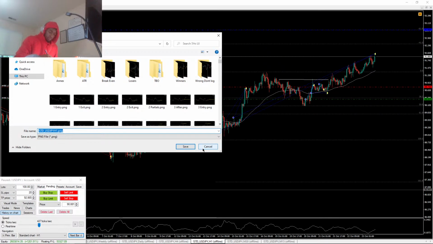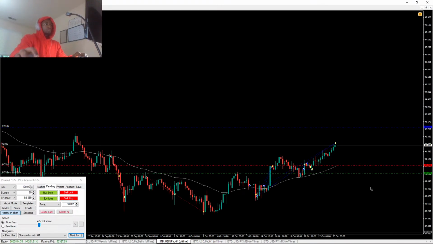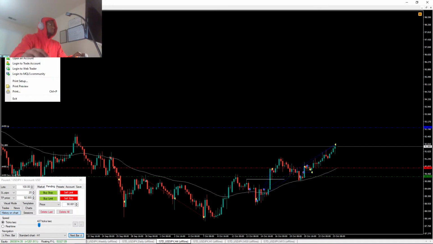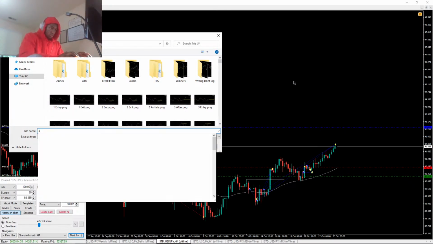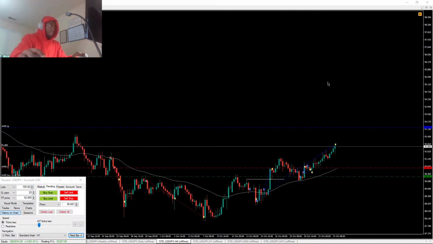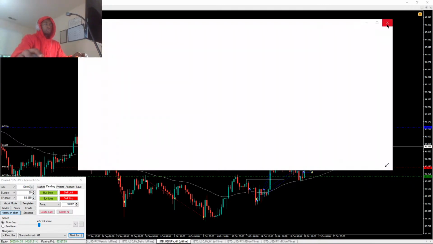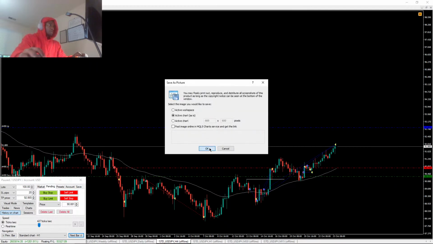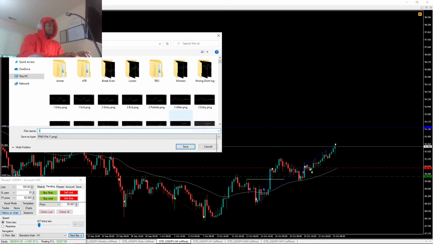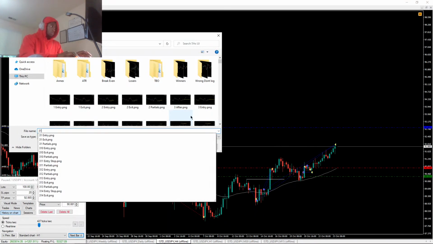H1 scale in. H4. 310, exit. If another setup happens before targets get hit here, I'm gonna stop. Exit.